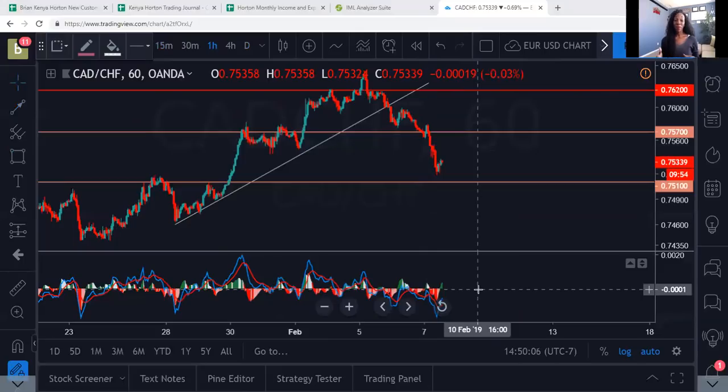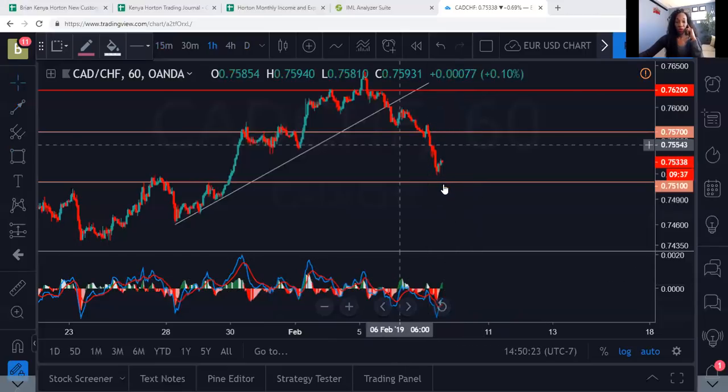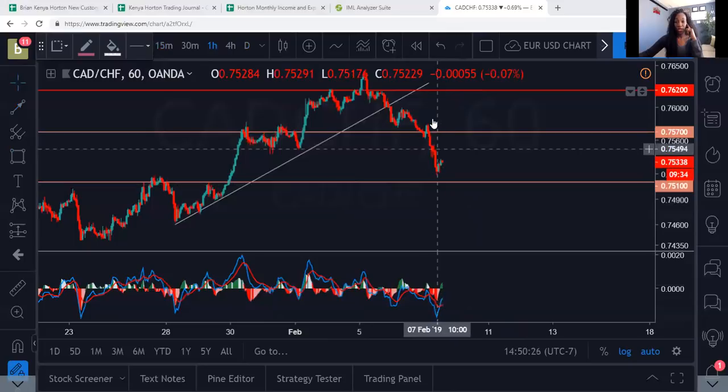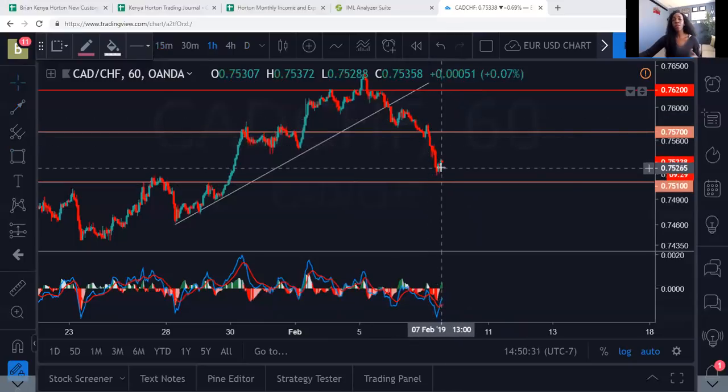not the best setups. You're reacting away from the major levels, and you want to be in those key areas where there's major decisions being made. There's a lot of volatility, and you're capitalizing off of that momentum right then and there, okay? So with CAD Chef, as you can see here, it even almost reached the second level that I created, which is at 0.7510.